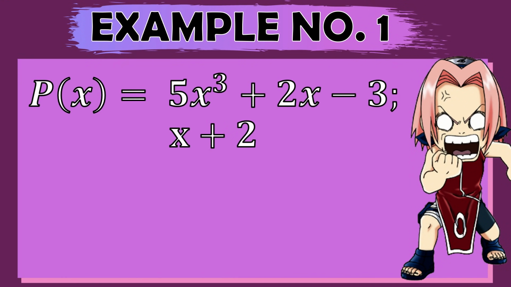So, let's say we have p of x, the polynomial function, is equal to 5x raised to 3 plus 2x minus 3. Then our divisor is x plus 2. So, we need to determine what is the remainder when we divide si 5x cubed plus 2x minus 3 kay x plus 2. So, ano kaya daw yung magiging remainder kapag dinivide natin silang dalawa?